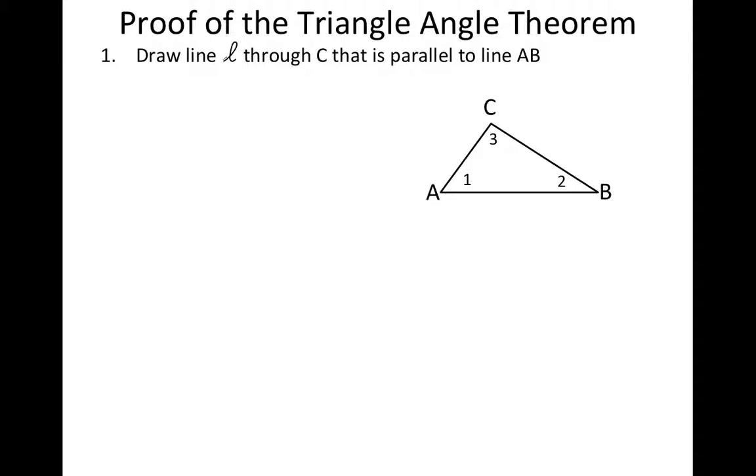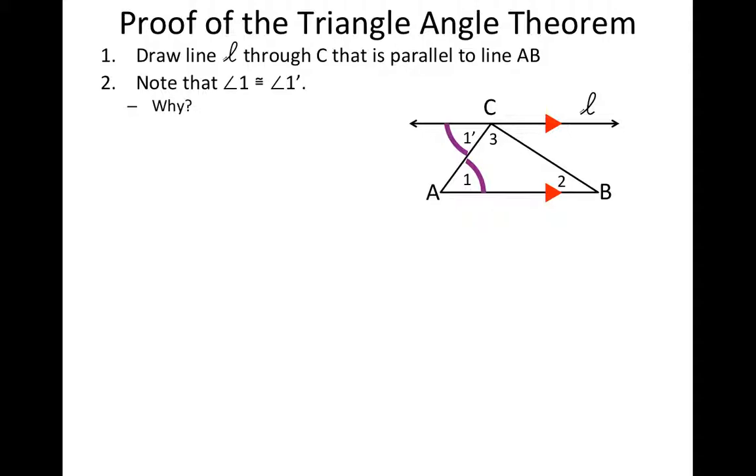The proof of the triangle angle theorem is if I take a triangle ABC, and it has 3 angles, angle 1, angle 2, angle 3. I'm going to draw a line L through C so that it is parallel to line AB, so it looks like that. Now, note that angle 1 is congruent to angle 1 prime. Why is that? Because they're alternate interior angles, and alternate interior angles are congruent.